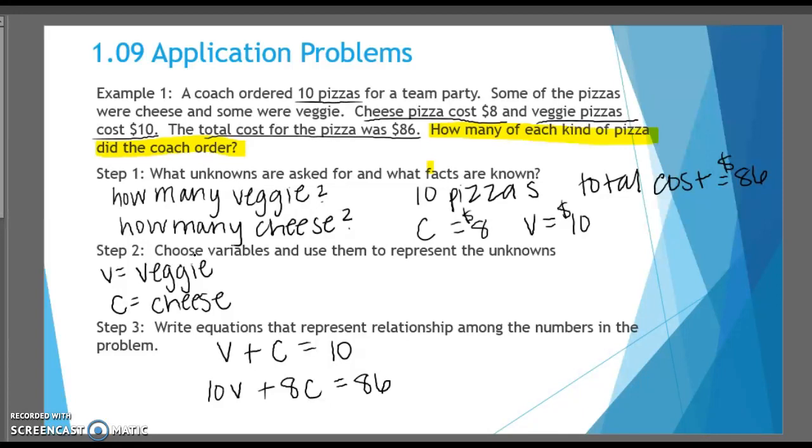Okay, so if I bought one veggie pizza, it would cost $10. If I bought two veggie, it would be $20. If I bought one cheese, it would be $8. Two cheese, it would be $16. So that's how I decided that equation there. So those are my equations.